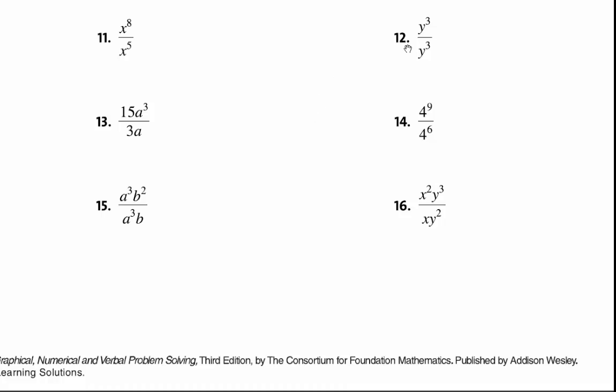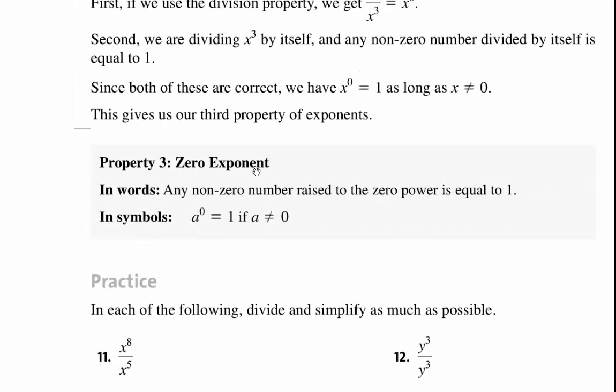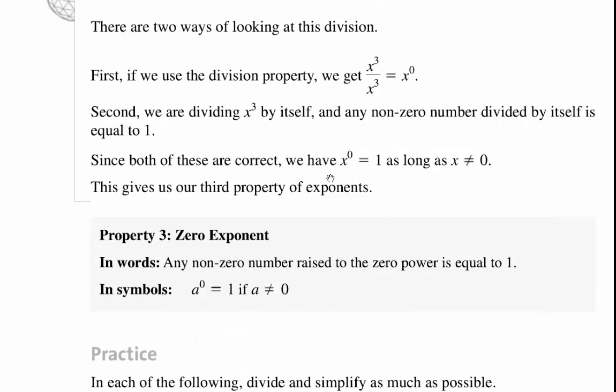And just looking at problem 12, I realized there's one more property I think I should mention. On the previous page, there's property 3 called the zero exponent. Basically, any base raised to 0 is always 1, so long as a is not 0 itself. We can't have 0 raised to the 0. So any number other than 0 raised to 0 is always going to be equal to 1. Okay?